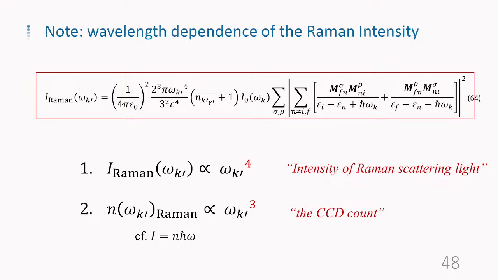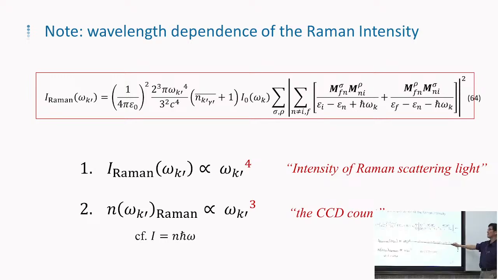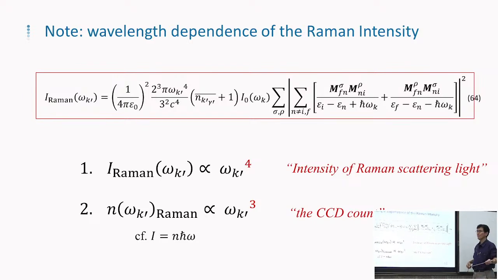One more important note. I explained Raman intensity is in proportion to the fourth power of the Raman scattering frequency. Okay, it's true. According to this equation, it's true. Raman intensity is in proportion to the fourth power. Okay, this is the intensity of the Raman scattering light.